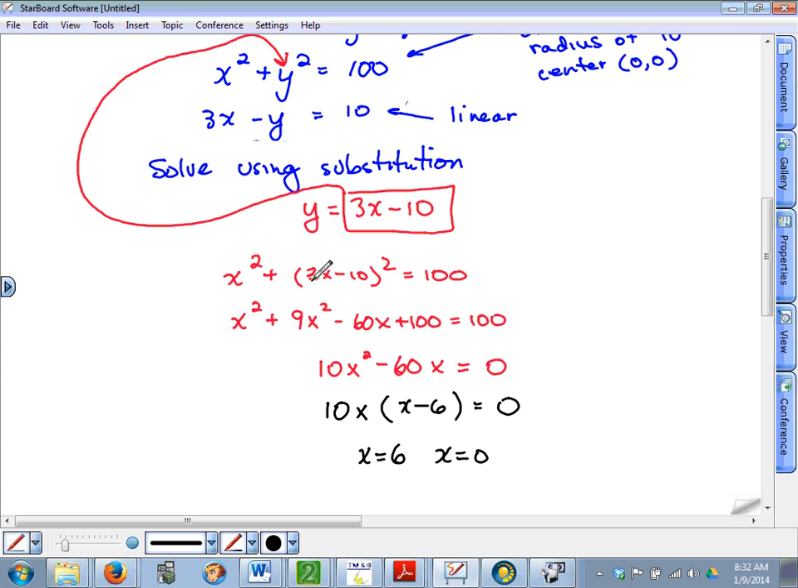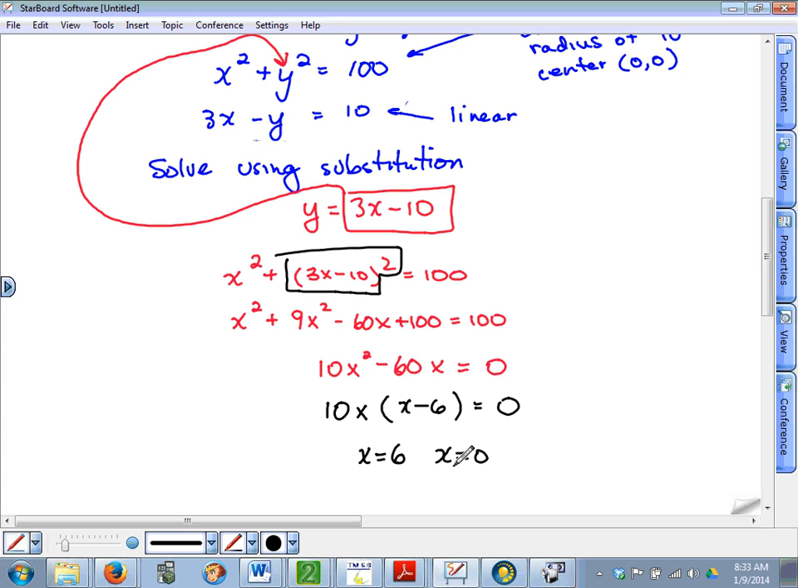This one right here. Yeah, (3x minus 10) squared means 3x minus 10 times another 3x minus 10. So if you multiply those two together, you'd get negative 60x. Does that make sense? Okay.